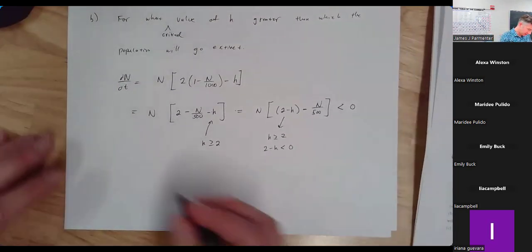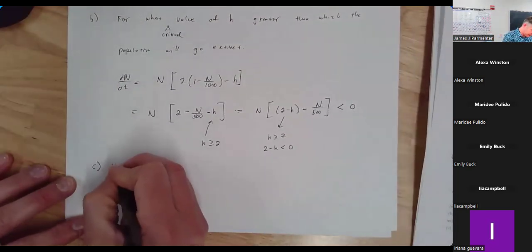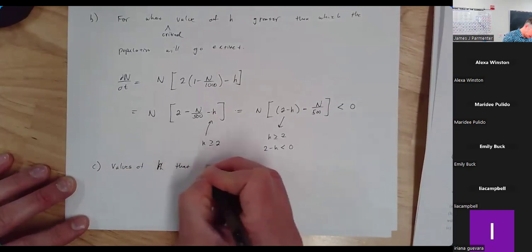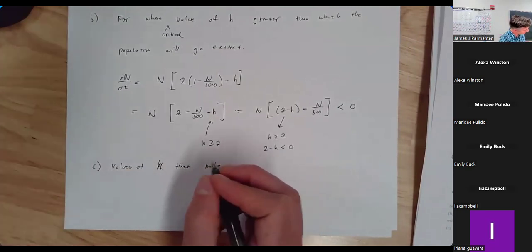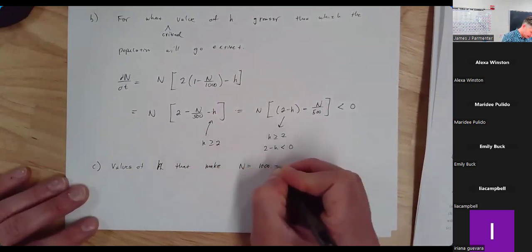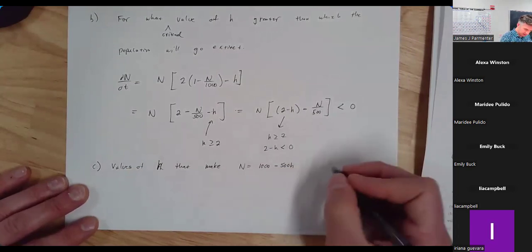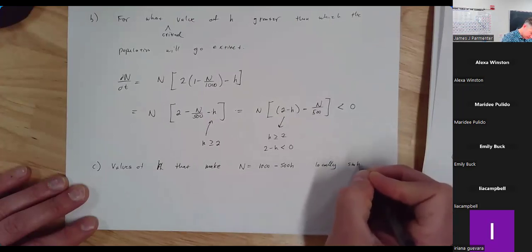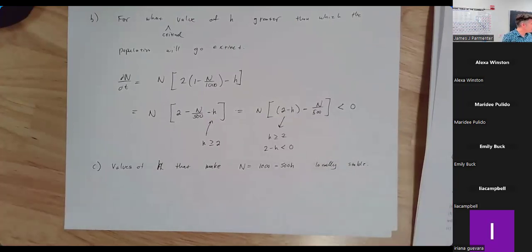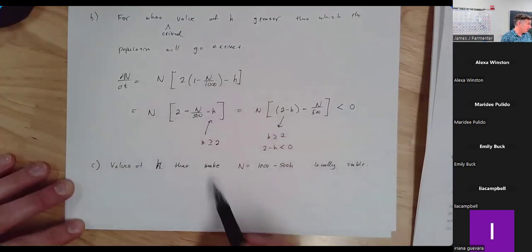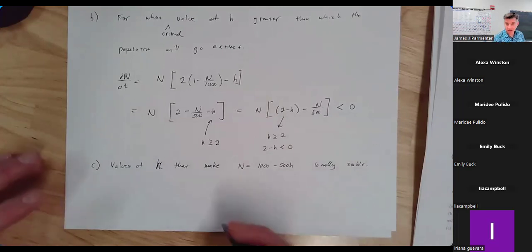So part C, values of little h that make our previous equilibrium, which I'll remind myself was n equal to 1,000 minus 500 times h, locally stable. I really don't want to graph this, so I'm going to use the other stability criteria, which is taking the derivative of this thing with respect to n, and then seeing what values make it negative so we get stability.